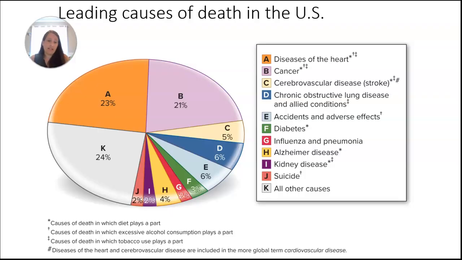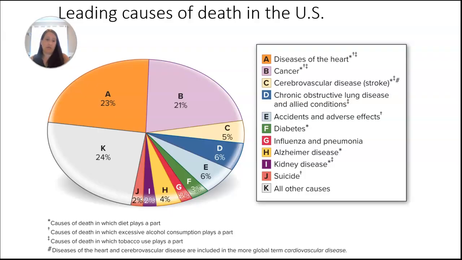And what I want to highlight is that if you look at A, which is 23% of this pie chart, and B, which is 21% of this pie chart, and then we can include C as well, which makes up about 5% of the pie chart, and then F, which is about 3% of the pie chart, and H and I, which are smaller percentages here, 4 and 2%. But all of those have a link to diet and nutrition. And so what are those?